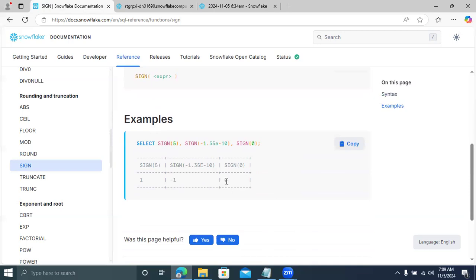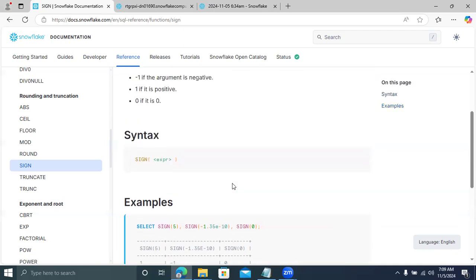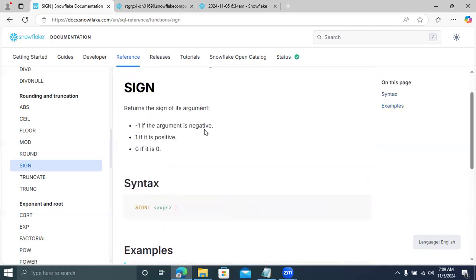If you pass any 0 value here, it's going to give 0. You can pass any value: a positive value is going to give 1, a negative value will give minus 1, and 0 values will give 0. Based on this rule, you can easily do any kind of transformations. If positive, convert into plus 1; negative, convert to minus 1; and 0 value, convert to zeros. The next one is the truncate function.